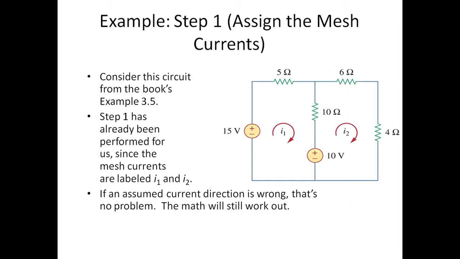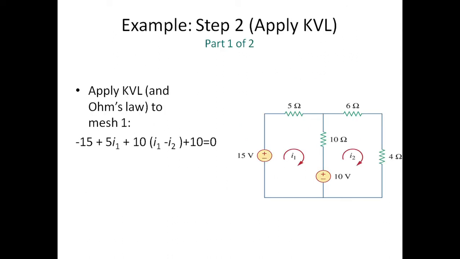So see that figure. Step 1 is to assign mesh currents I1 and I2 in clockwise direction. Step 2, apply KVL to mesh 1. You start from the voltage source, from this point. Here we are getting a negative sign first, so minus 15, this one.